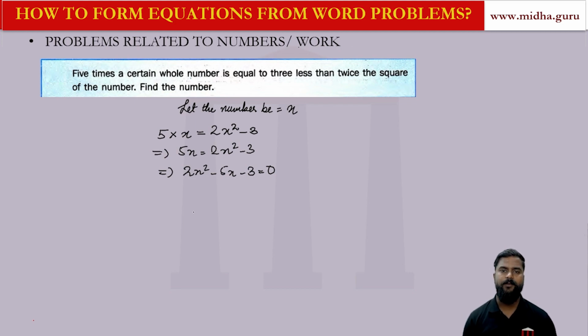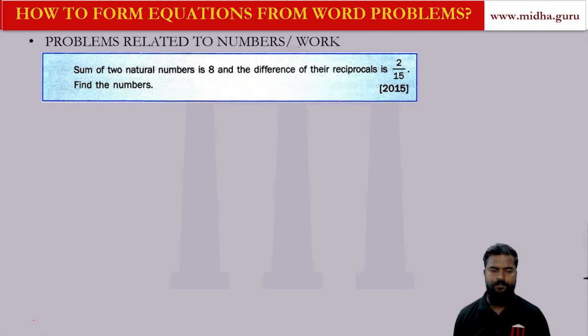Let's see a few more examples, okay? So in this next example, it says that the sum of two natural numbers is 8 and the difference of the reciprocals is 2 by 15. So we'll take the two natural numbers to be x and 8 minus x, since the sum is equal to 8. Now it says their reciprocals. So the reciprocals of these numbers will be 1 by x and 1 by 8 minus x.